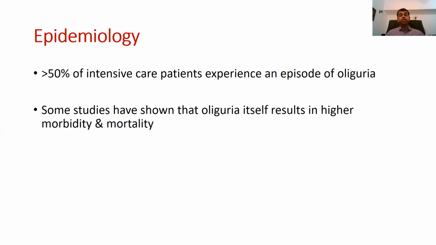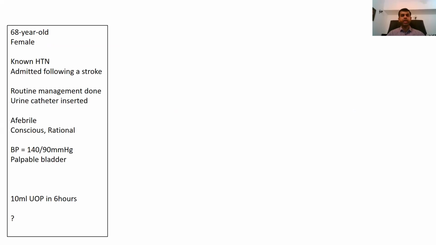If you take intensive care patients or critically ill patients, more than 50% of your intensive care patients have at least one episode of oliguria. And some of the studies have shown that oliguria itself results in higher morbidity and mortality, which makes it very important for us to identify. So before we move on to the presentation, I'd like to give you a few case scenarios to look at.